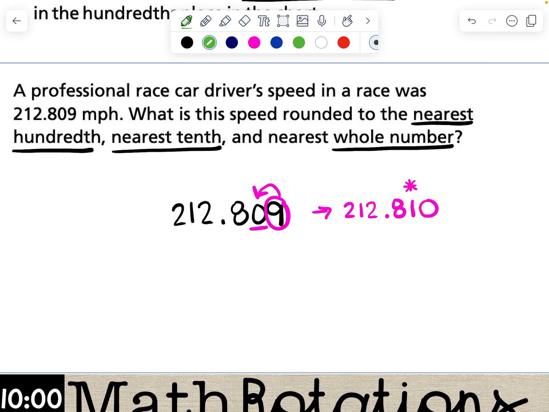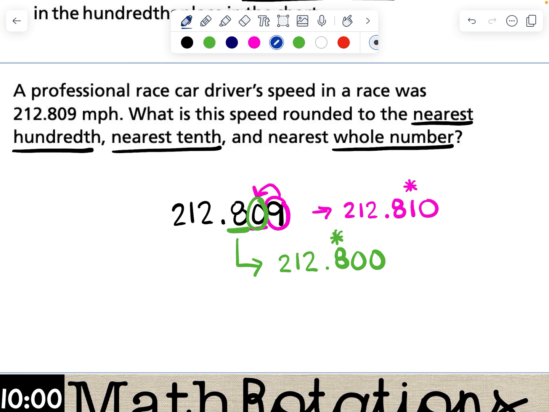If we look at the nearest tenth, find your number, look right next door. That does not change the value, so our rounded answer to the nearest tenth is 212 and 8 tenths. You can place two placeholders behind that digit. It does not change the value of the tenths place.